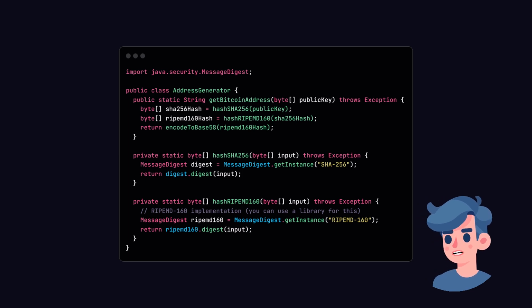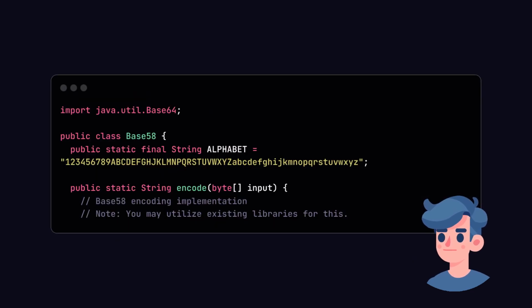Next, let's hash the public key to create a Bitcoin address. The Bitcoin address is created through two hashing steps, SHA-256 followed by RIPEMD-160. In the getBitcoinAddress method, we're hashing the public key using SHA-256 first, followed by RIPEMD-160. The final step is to encode our result in base58, which is the encoding used in Bitcoin addresses.